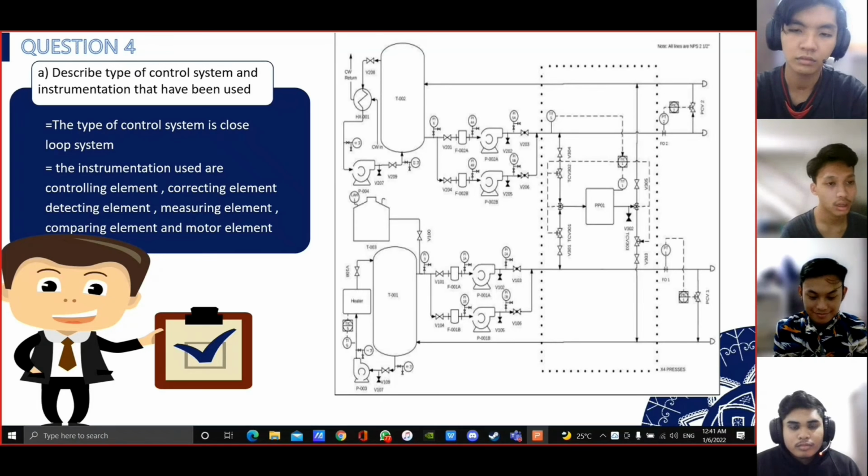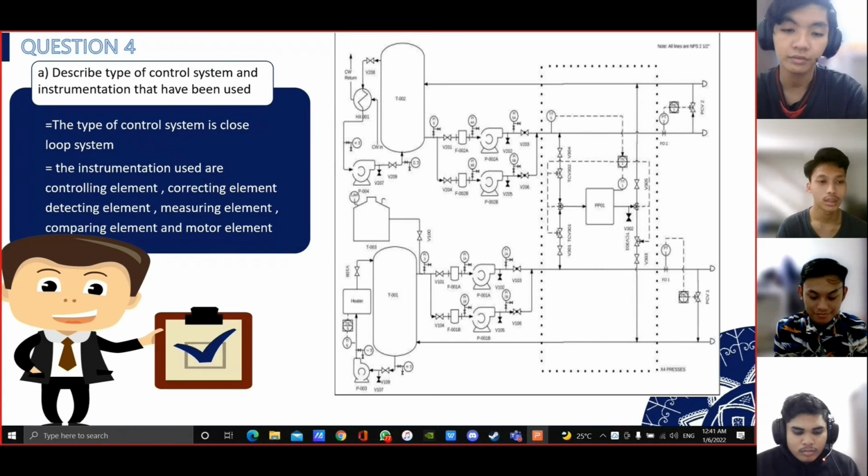For question 4A, describe the type of control system and instrumentation that have been used. The type of control system is a closed loop system, and the instruments used are controlling element, correcting element, detecting element, measuring element, comparing element, and motor element.